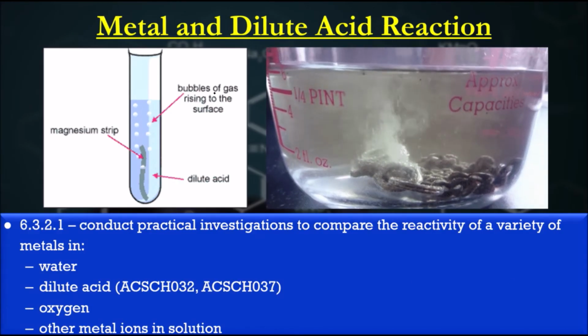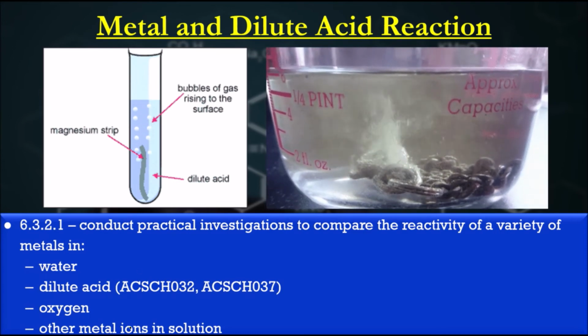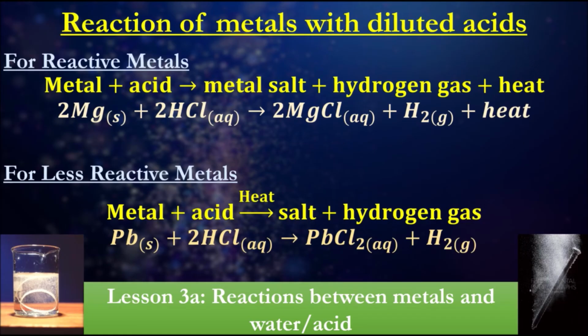Okay, the last reaction we have is metal and dilute acid. This one here, we're not going to do with the other metal ion solutions. So let's have a look. If we are dealing with a reactive metal, and by now you should still remember it is either group 1 or group 2, we form a metal salt, hydrogen gas, and heat. It's just to demonstrate that it is an exothermic reaction. If we look at the states of matter, the metal is solid, the acid is aqueous, the metal salt formed is aqueous, and hydrogen gas is a gas, obviously, by the name.